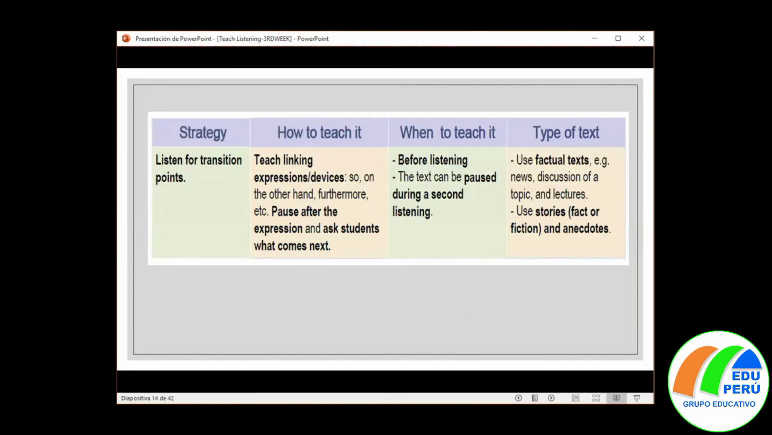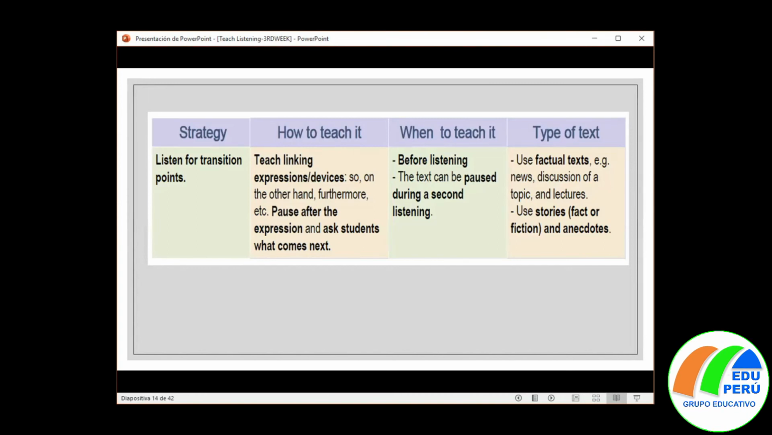Another one. Listen for transition points. How to teach it? Teach linking expressions and devices. The connectors, no? So, on the other hand, furthermore, etc. Pause after the expression and ask the students what comes next. Notice here, you ask the students what comes next. They are going to predict.